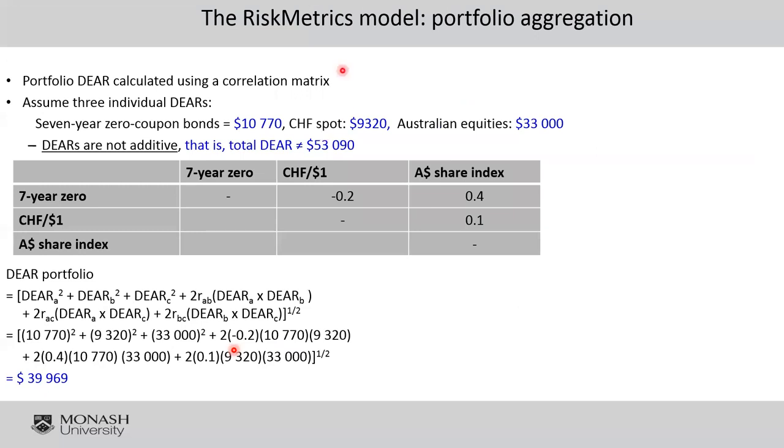Now we move to the risk matrix. Because we now have the bonds, the fixed income, the foreign exchange, and the equities, we add them up according to the calculation. If we assume this is 1077, this is 9320, and this is 33,000, these are new numbers, I give it to you just as an example, just an assumption. If we add them up, we will find it to be 5390.